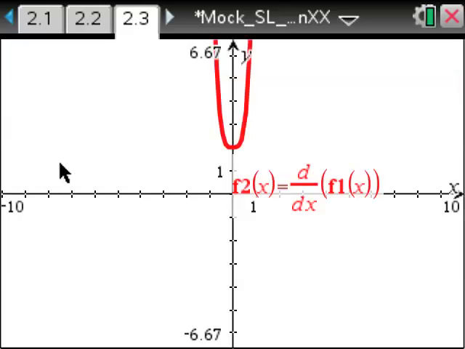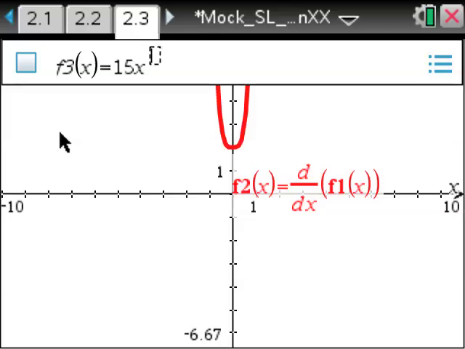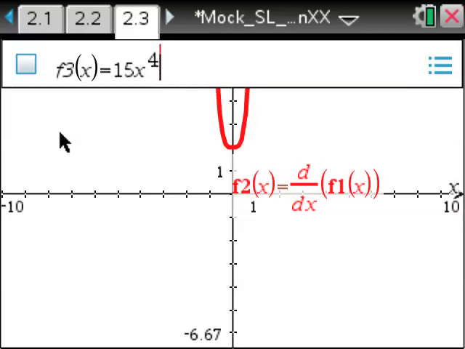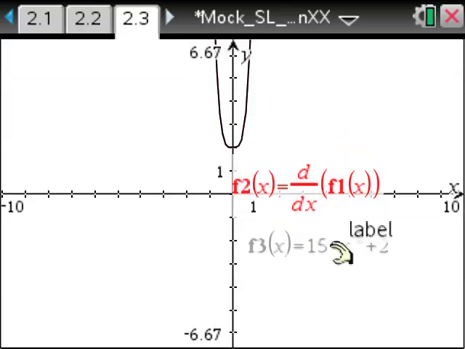I may have done it by hand, and I may think I know what it is, so just by pressing the tab key I could type in, say, 15x to the power of 4 plus 2, and if this is correct it should sit on top of that red graph, and it does. So you may have done it algebraically, and it's a way of checking your answer if nothing else.